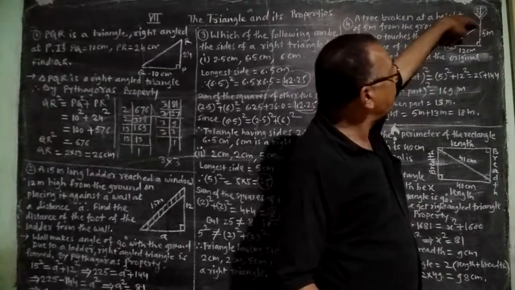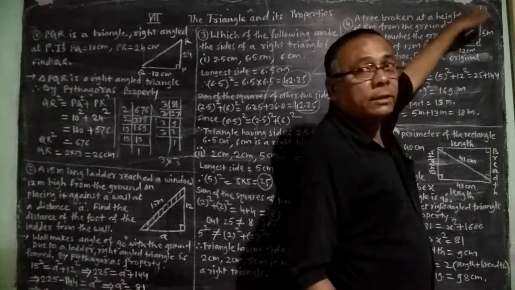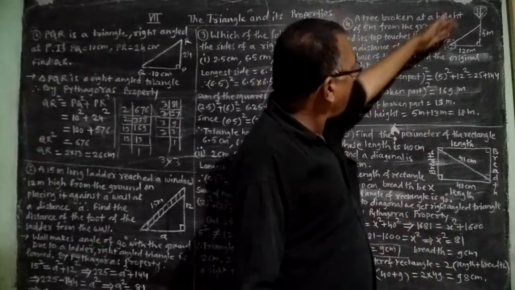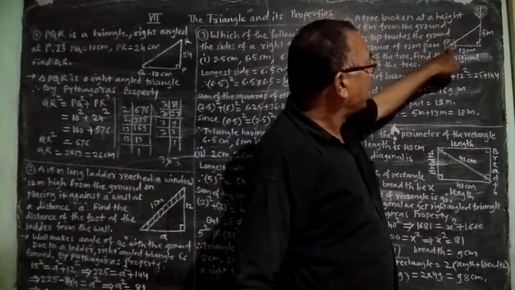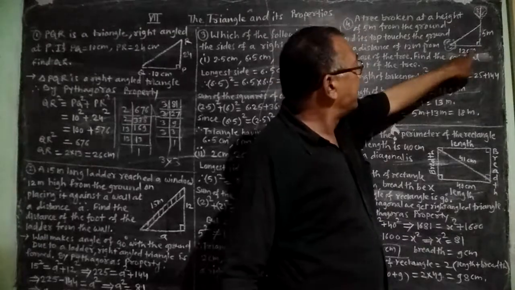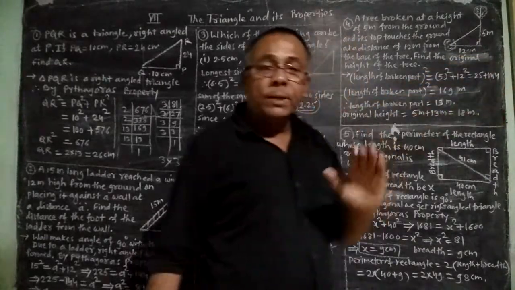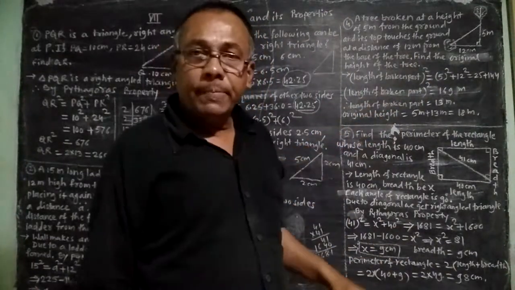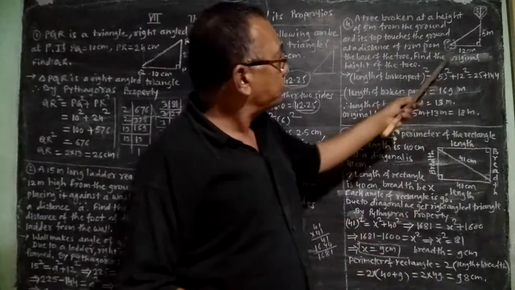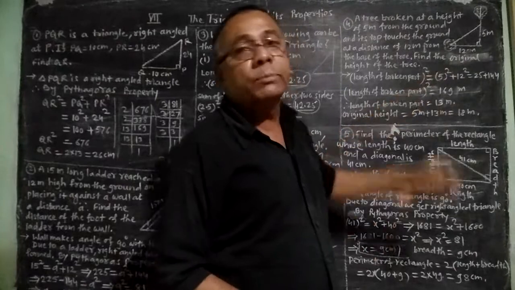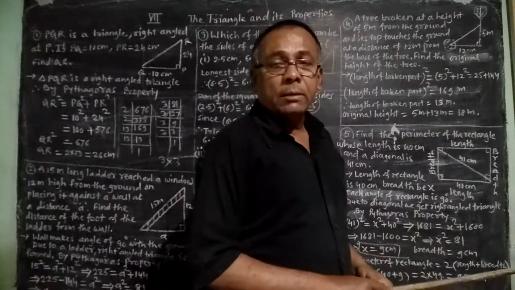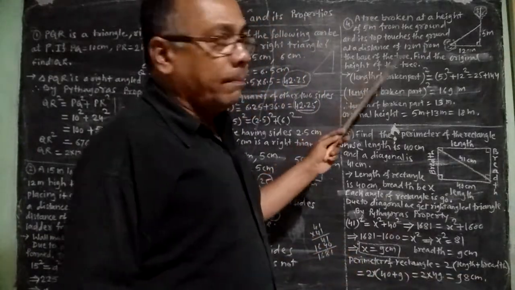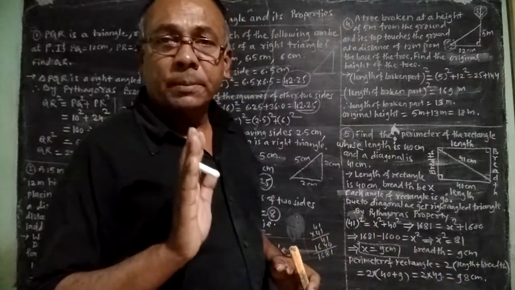Here it is 5 meter, and at the 5 meter the tree is broken, and its broken part touches the ground at 12 meter from the base of the tree, means away. It is 12 meter away from the base of the tree, and due to this broken tree we get a right angle triangle. Here again we have to apply the Pythagoras property.